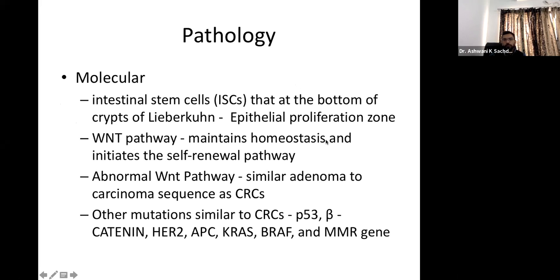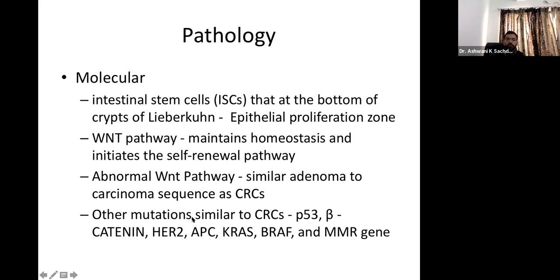They usually develop in the intestinal stem cells. These stem cells are located at the bottom of the crypts of Lieberkühn in the epithelial proliferation zone. They usually utilize the WNT pathway, which we studied in colonic cancer in the last class. The WNT pathway is useful in maintaining homeostasis and self-renewal. Any abnormality in the WNT pathway forms the adenoma-carcinoma sequence.